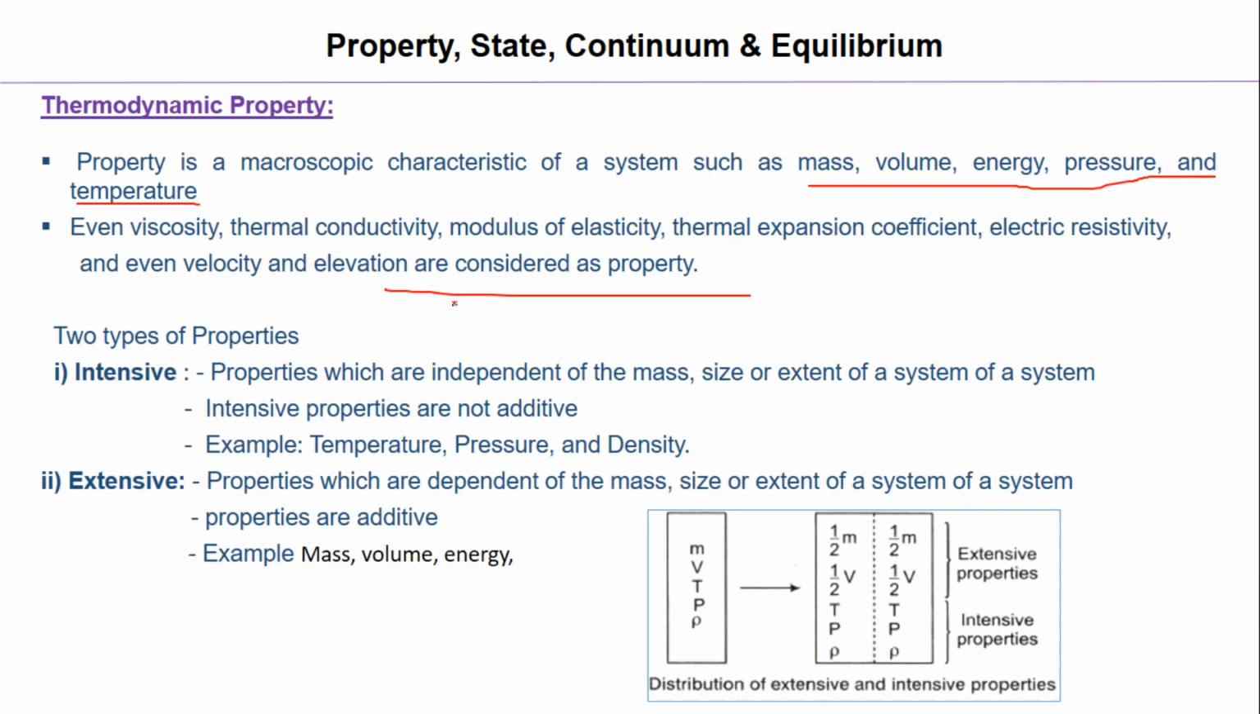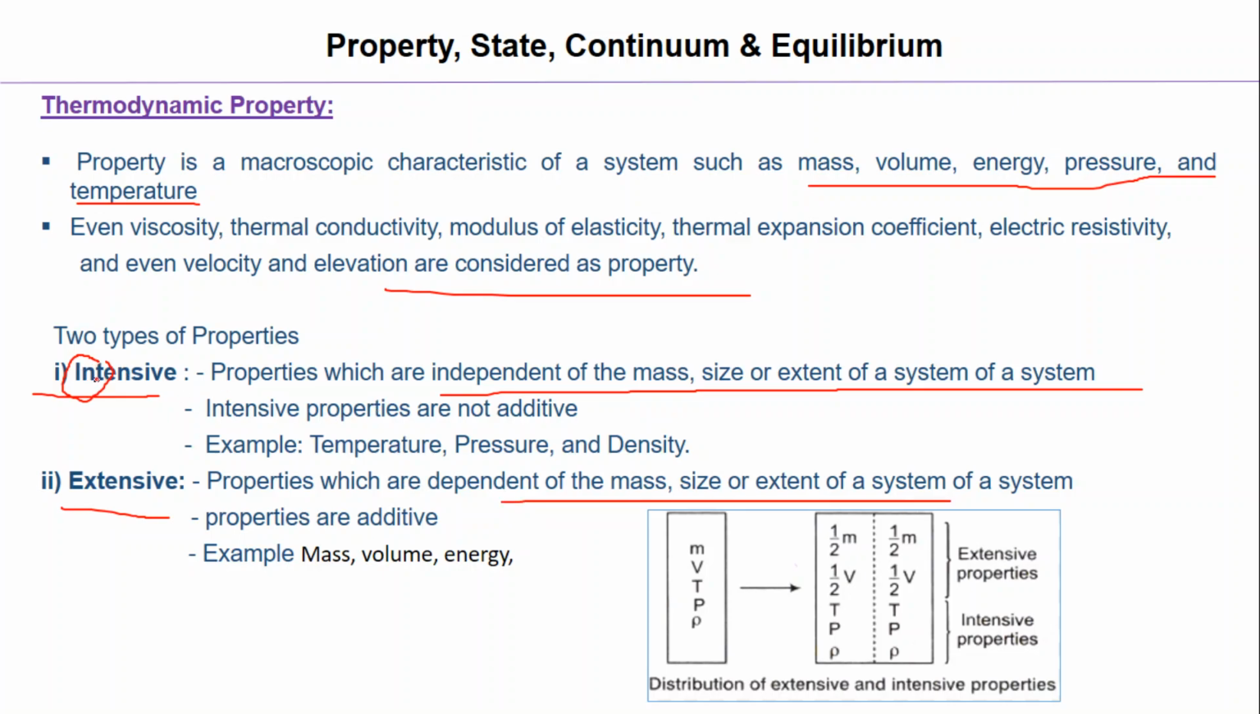There are so many properties of the system, so we broadly categorize them into two types: one is intensive and one is extensive. Intensive means independent of mass, size or extent of the system. Here we should remember that in most textbooks it is written that intensive properties are independent of mass, but they are also independent of size or extent of the system. Just to remember, we can take it as independent of mass, whereas extensive properties are dependent on mass, size or extent of the system.